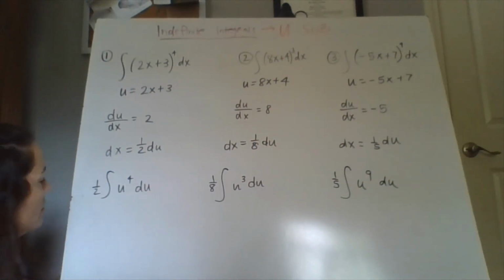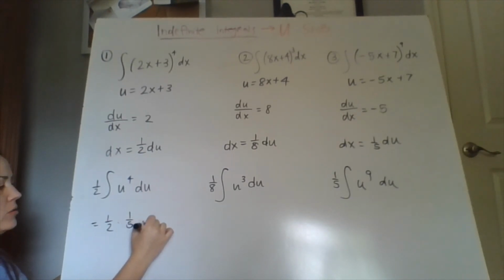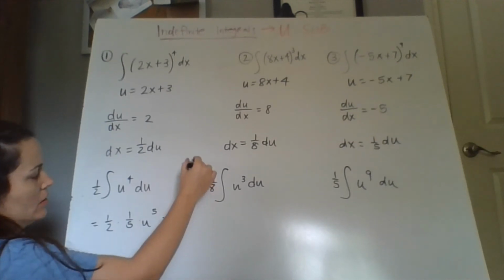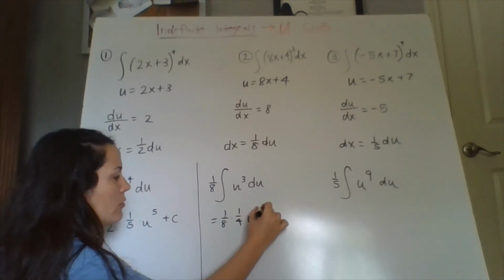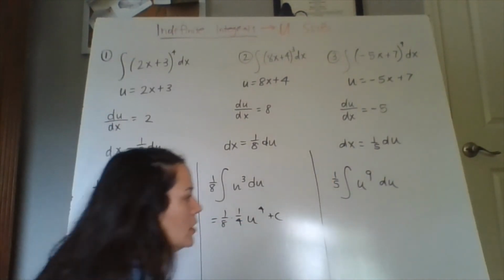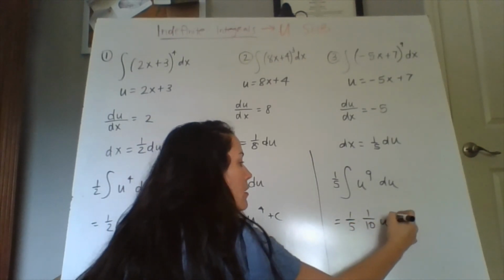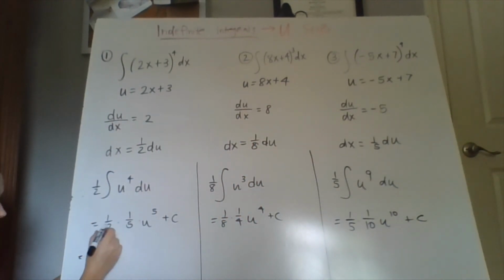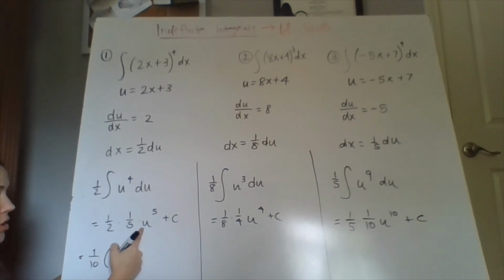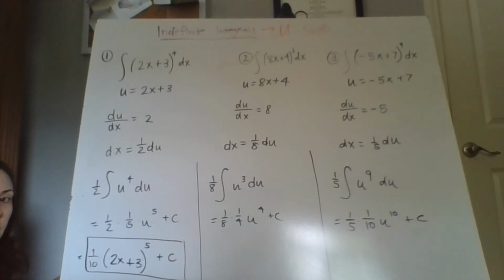Now I just need to use the power rule. 1/2 times 1/5 times u to the 5th plus c. 1/8 times 1/4 u to the 4th plus c. And 1/5 times 1/10 u to the 10th plus c. I'm just going to simplify. So this is 1/10 u, I have to go back and substitute in 2x plus 3 to the 5th power plus c. I'm done.